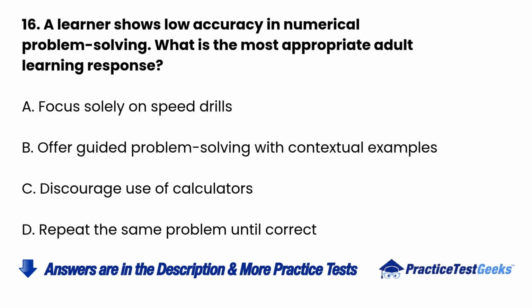16. A learner shows low accuracy in numerical problem solving. What is the most appropriate adult learning response? A. Focus solely on speed drills. B. Offer guided problem solving with contextual examples. C. Discourage use of calculators. D. Repeat the same problem until correct.